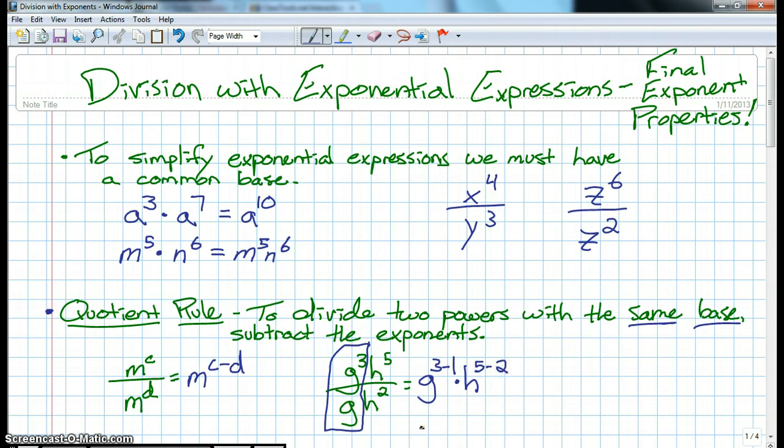And hopefully we can simplify this pretty quickly. It becomes g, 3 minus 1 is 2, so g squared times h to the third, or g squared h cubed, would be our final answer here.